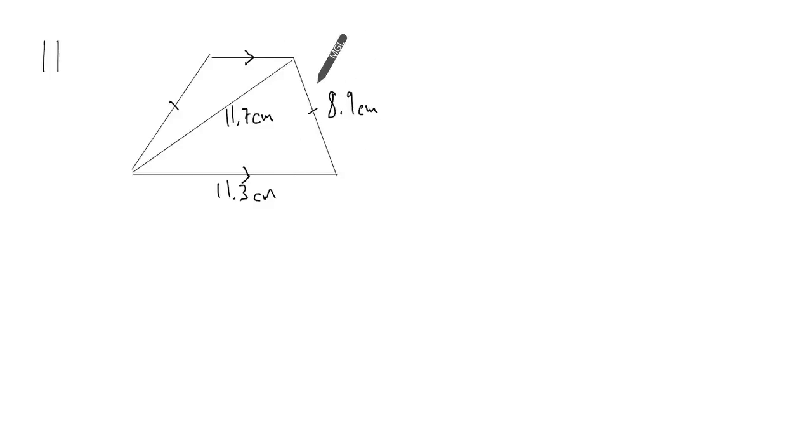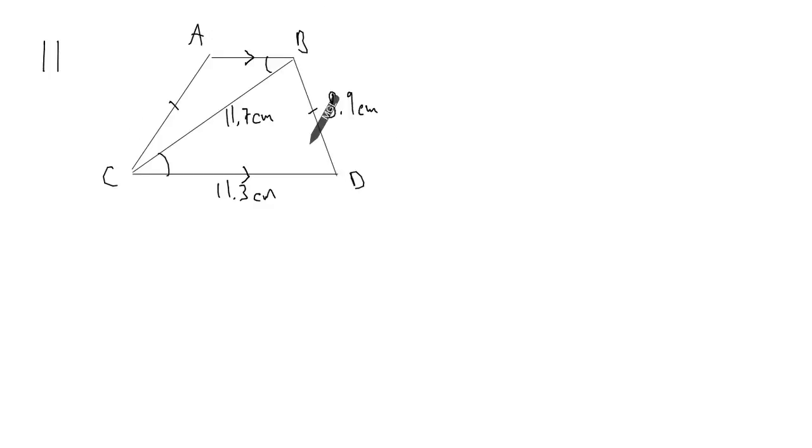Here's the given information. This length and this length are the same, and this is parallel to this, which means this angle here and this angle here will be the same. Those are the key pieces of information that we need to know before we get started. So the first thing I'm going to do is label these A, B, C, and D.